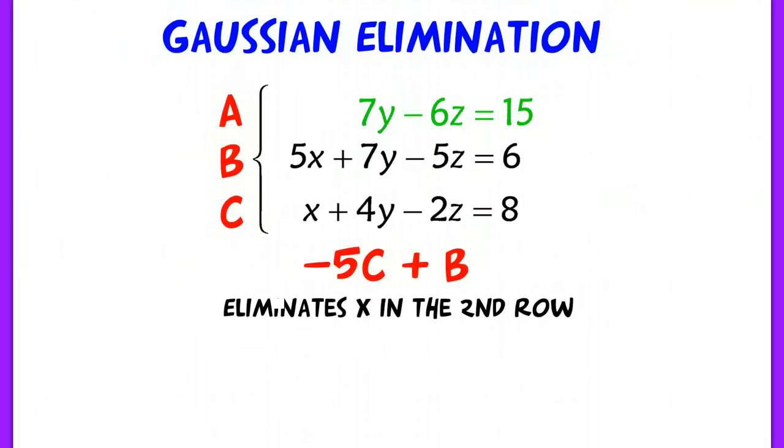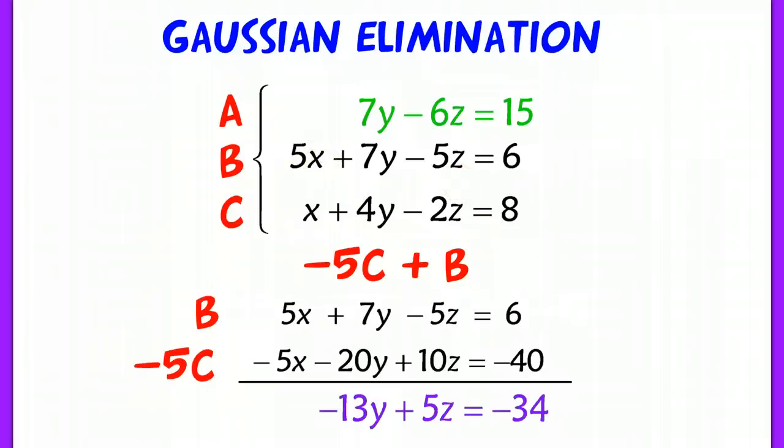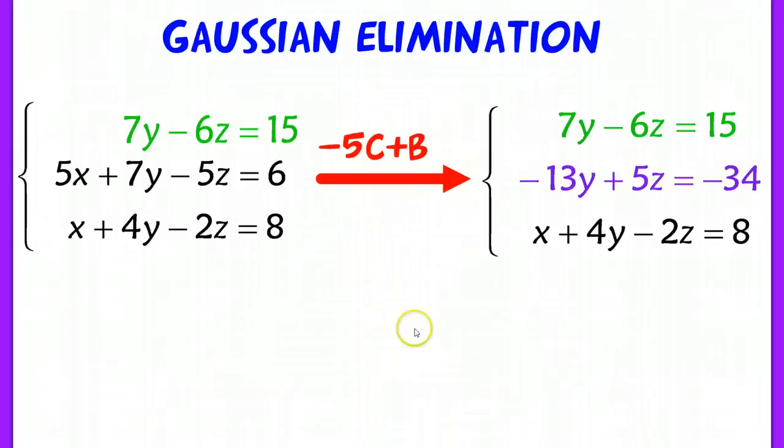Okay, now I'm dealing with this new system. And now if I want to eliminate the x in the second row, I can add -5C plus B. So I can multiply this line here by -5 and add to that this line here to eliminate the x as well. So here's the work for that. So I have this new line, -13y plus 5z equals -34. So my new system now, if I were to rewrite this, so taking this line here, performing these operations, I now have this new line for the system. So far you can see I no longer have the x at all in terms of the first 2 lines, and I still have this one untouched.